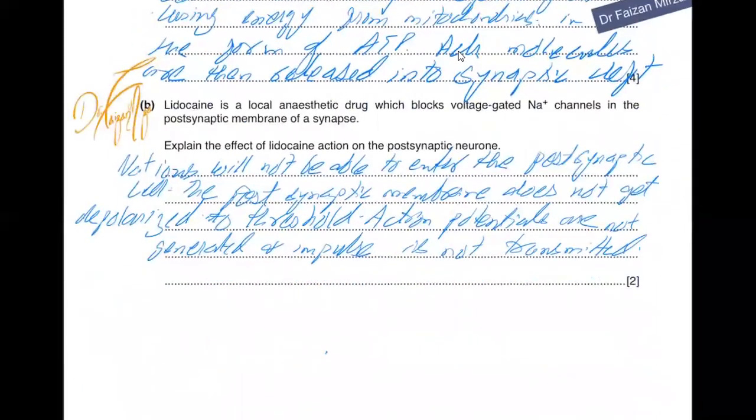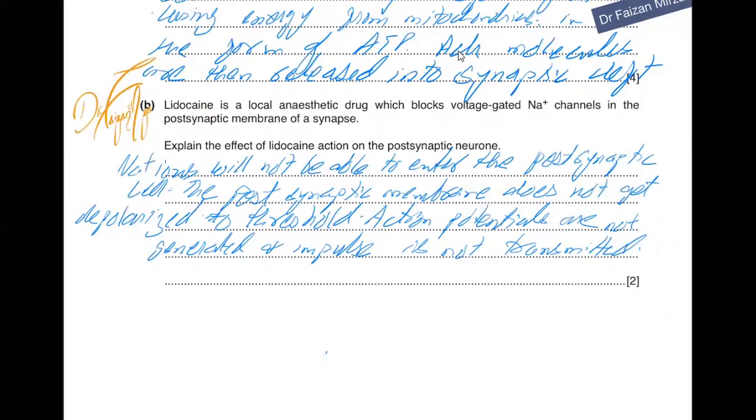Lidocaine is a local anesthetic drug which blocks voltage-gated sodium channels in the postsynaptic membrane of the synapse. Explain the effect of lidocaine on the action of the postsynaptic neuron. So we know that this question is an extension question. They have already mentioned a drug, lidocaine, and it's an anesthetic drug. So what is it doing?